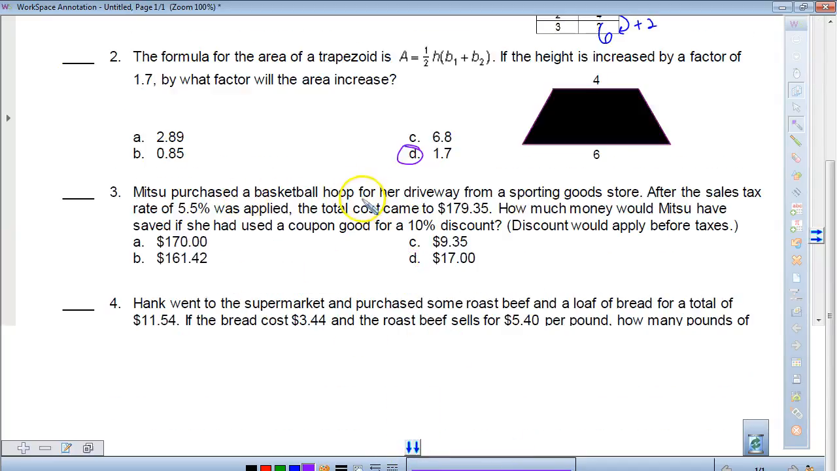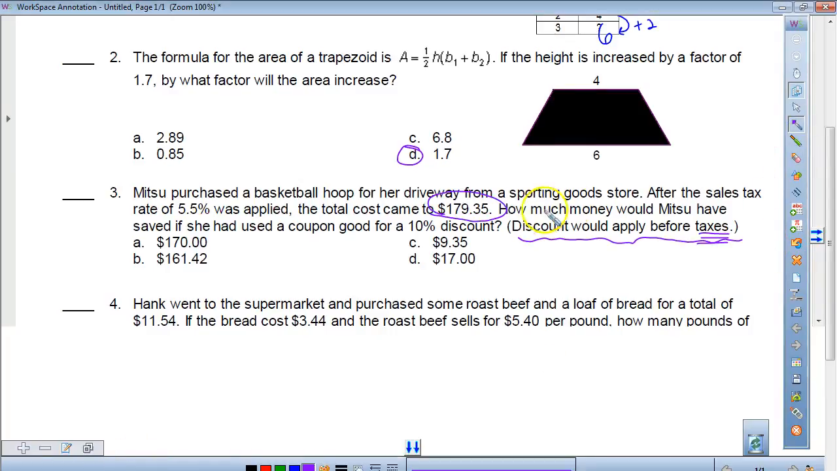Number 3, we purchased a basketball hoop, and after the sales tax of 5.5% was applied, the total cost came to $179.35. How much money would we have saved if we had used a coupon good for a 10% discount? And remember that discounts apply before taxes. So we really have a lot going on in this problem. Something we need to remember is that we don't get a discount on the taxes. We will have to pay the same amount of tax that we originally would have had to pay if we hadn't used the discount coupon. So what we need to figure out is how much of this $179.35 is the total cost of the hoop and how much of it is the total cost of the tax.